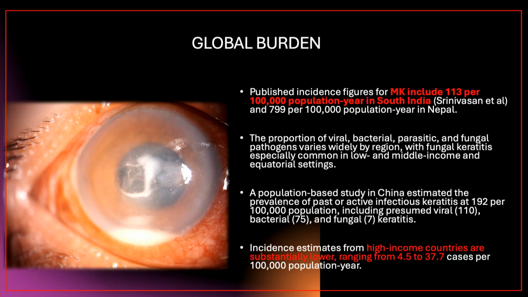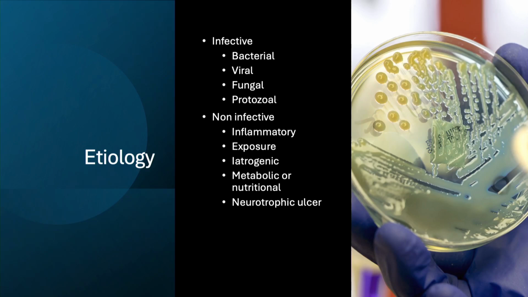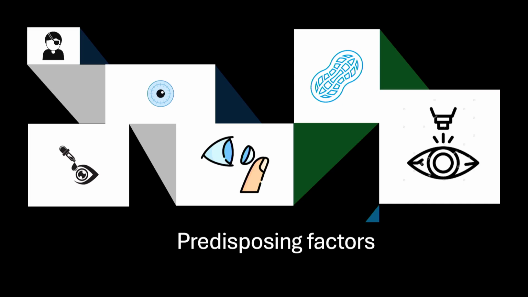Coming to the global burden, the prevalence rate we have found is around 113 per 100,000 population in South India. In our population, it is more of bacterial and fungal. In high-income countries, the developed countries, the rate of infective keratitis is much lower than in our part of the world. Coming to etiology, it can be both infective and non-infective. I'll be mainly dealing with the infective pathology.